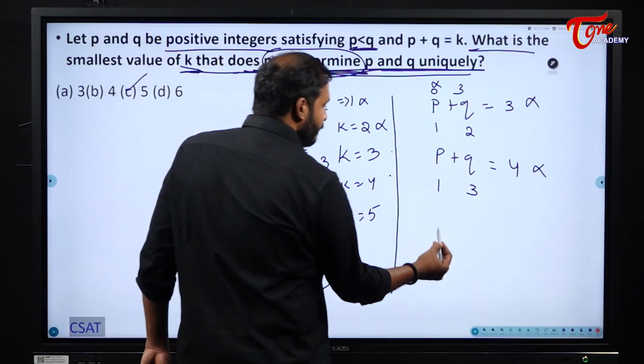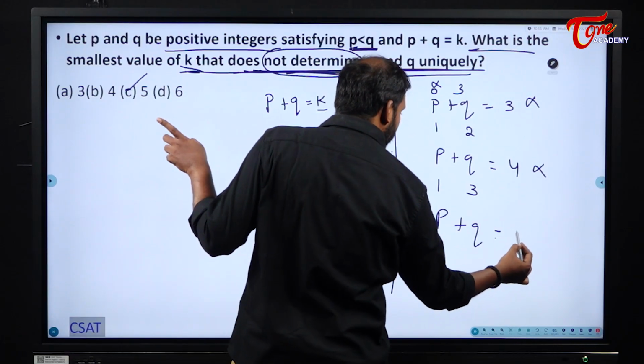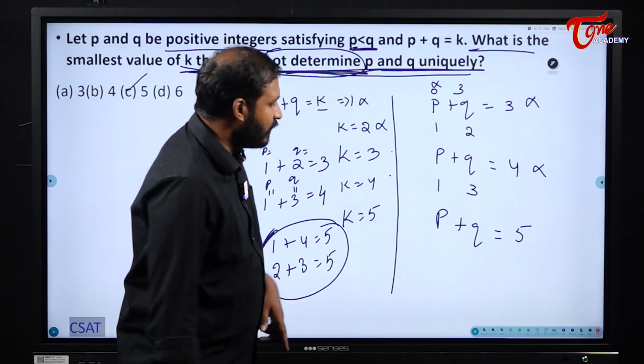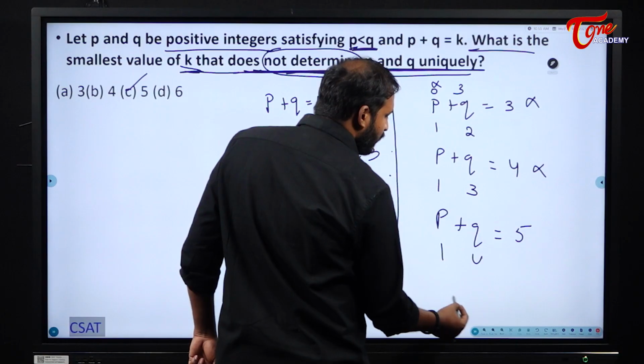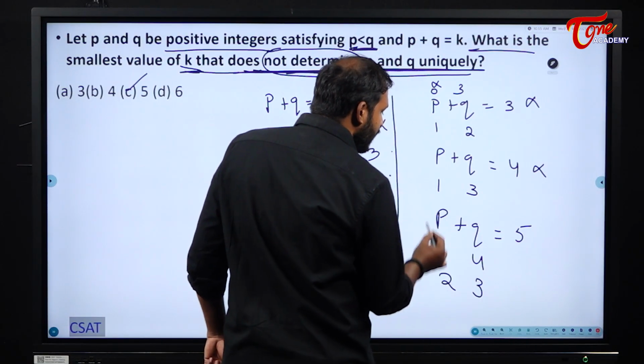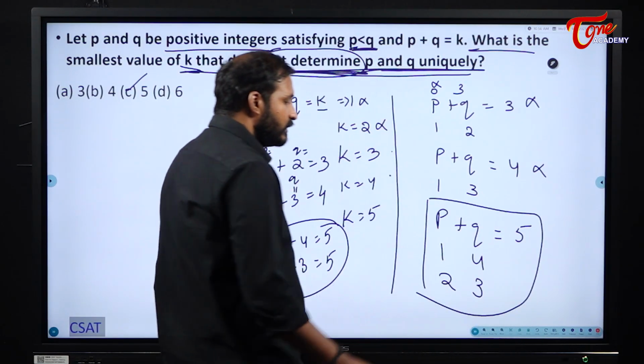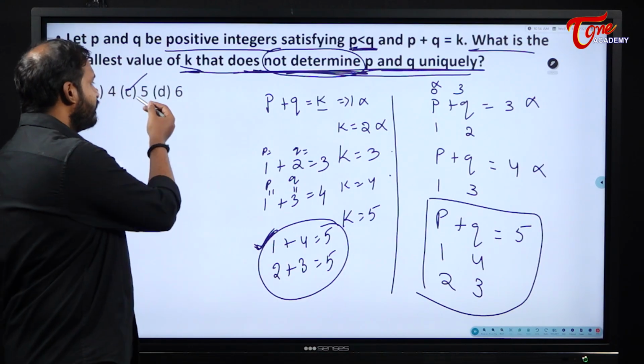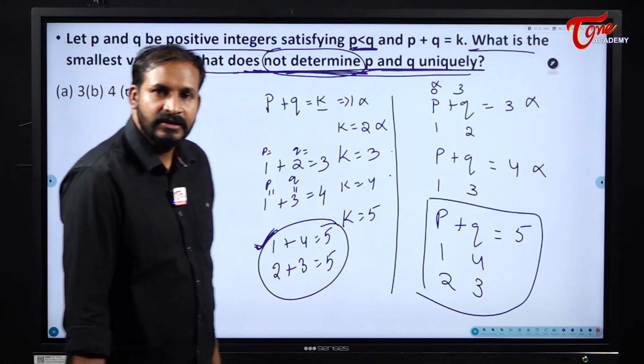So next, p plus q, what have they given for you? 5. So what are the values of p and q I can take? I can take 1, 4 or 2, 3. So here I have multiple answers, right? Multiple answers. So my answer will become 5.